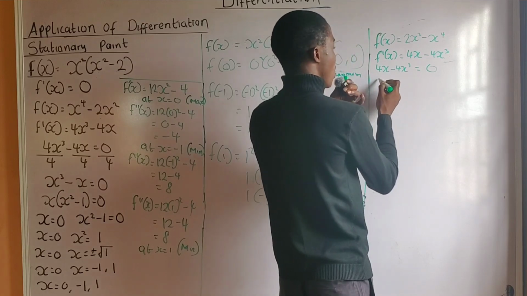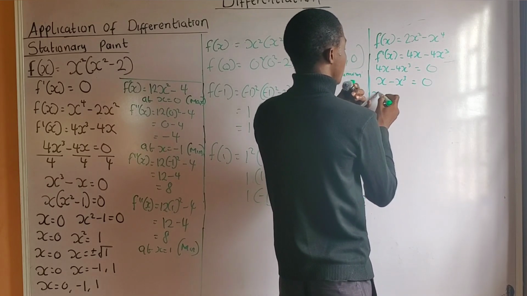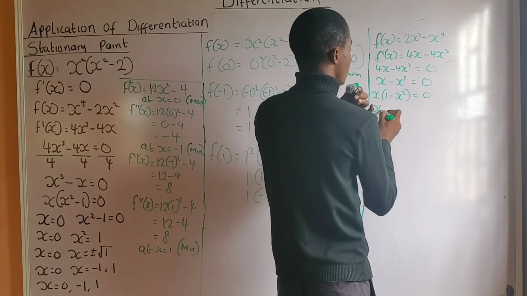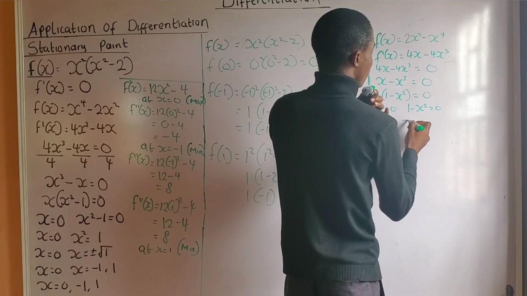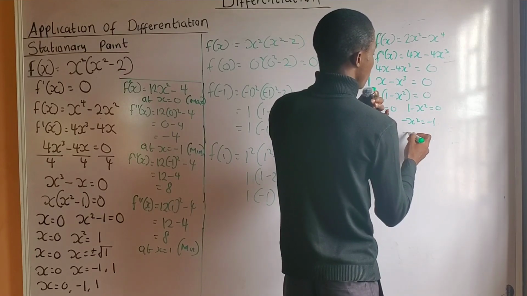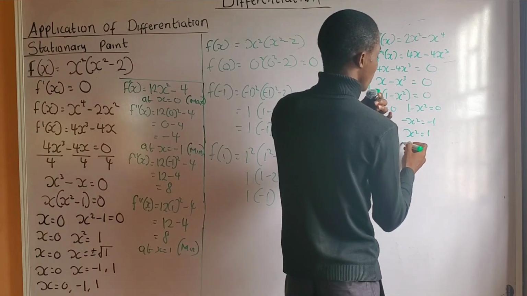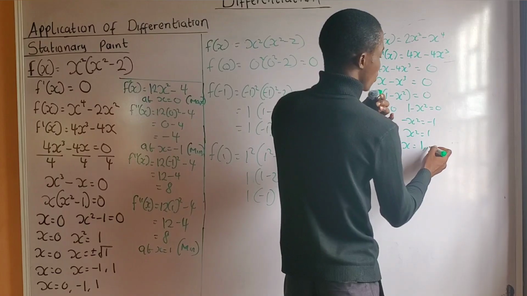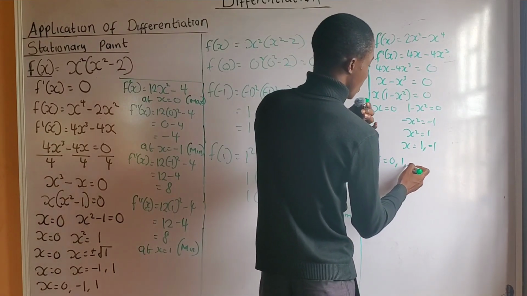Divide all through by 4. I have x minus x raised to the power 3 equals 0. x into bracket 1 minus x squared equals 0. x equals 0 first. 1 minus x squared equals 0, so x squared equals 1. x equals plus 1 or minus 1. So the stationary points are 0, 1, and minus 1.